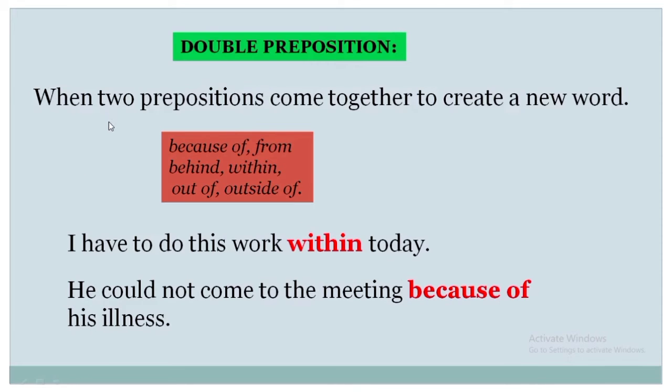Double preposition. When two prepositions come together to create a new word: because of, from behind, within, out of, outside of. I have to do this work within today. He could not come to the meeting because of his illness. Within and because of are double prepositions.